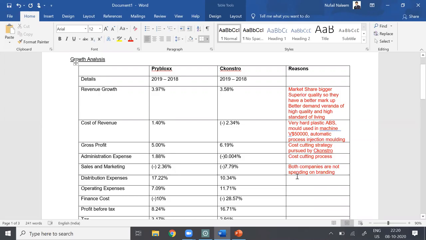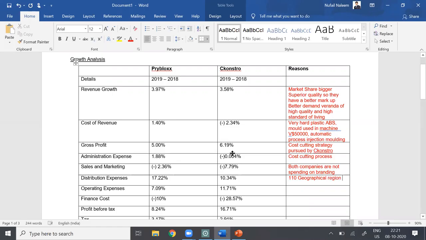Distribution cost, our one is 17.22. How many areas do we operate, students, in the world? 110. So 110 geographical regions. I'll write it down, students. 110 geographical regions. That is very much clear for you all.